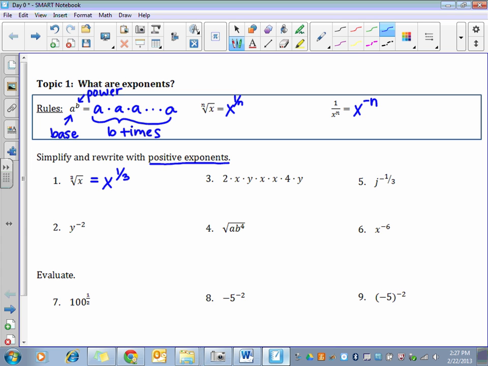As we go on to number 2, when I look at y raised to the negative 2 power, again, that negative tells me I'm going to look at just the reciprocal. So I'll write 1 over y squared. Pause the video now and go ahead and try numbers 3 through 6.